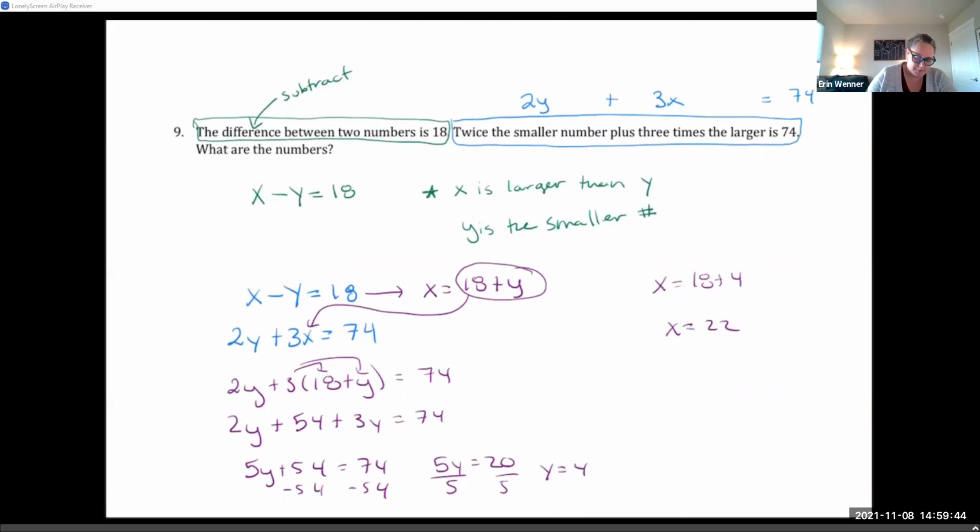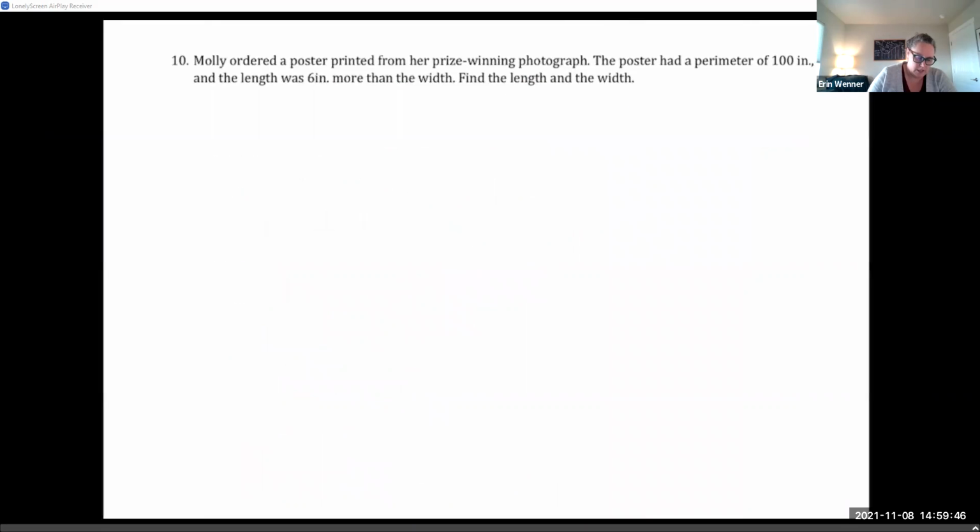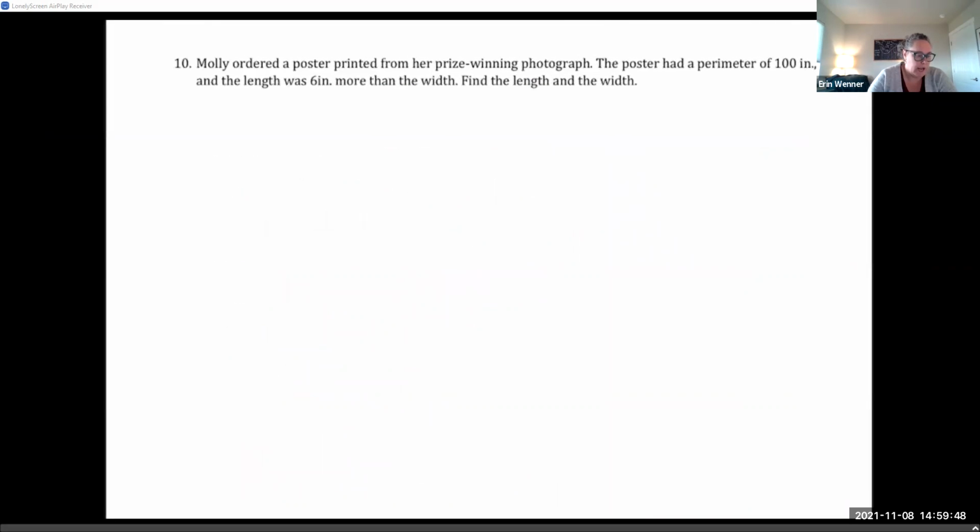All right, last problem for this section, and then we're going to get a little bit into 4H. So Molly ordered a poster printed for her prize-winning photograph. The poster had a perimeter of 100 inches, and the length was 6 more than the width. Find the length and the width.